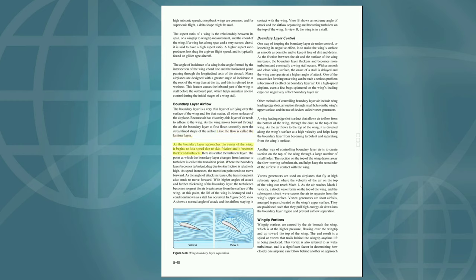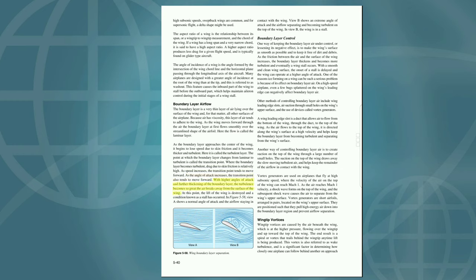As the boundary layer approaches the center of the wing, it begins to lose speed due to skin friction, and it becomes thicker and turbulent. Here it is called the turbulent layer. The point at which the boundary layer changes from laminar to turbulent is called the transition point. Where the boundary layer becomes turbulent, drag due to skin friction is relatively high. As speed increases, the transition point tends to move forward. As the angle of attack increases, the transition point also tends to move forward.